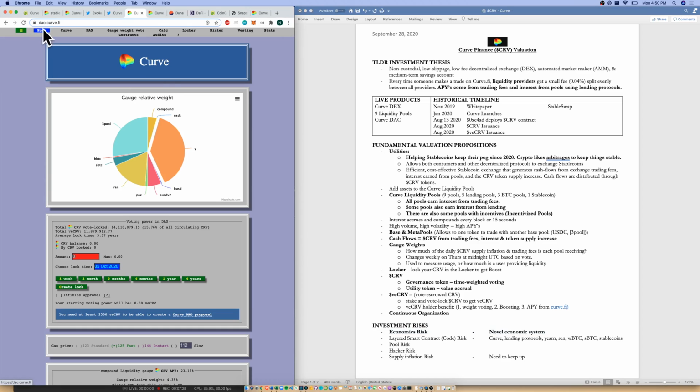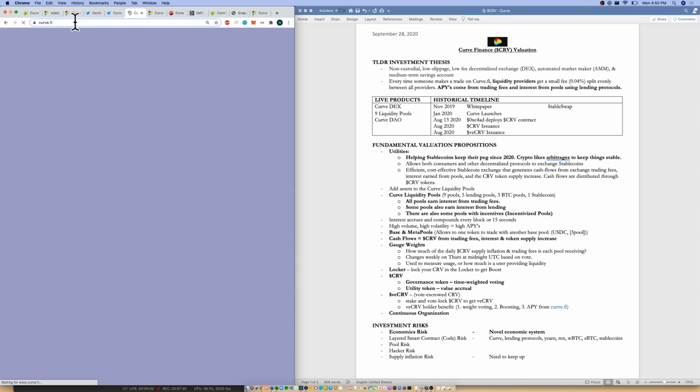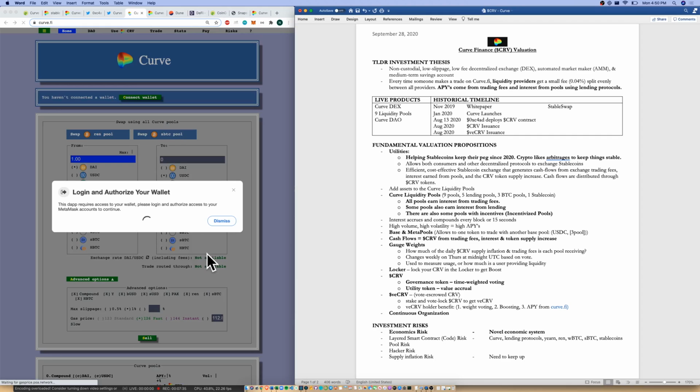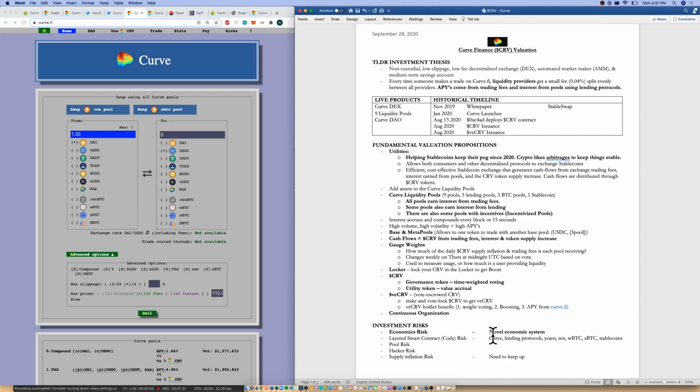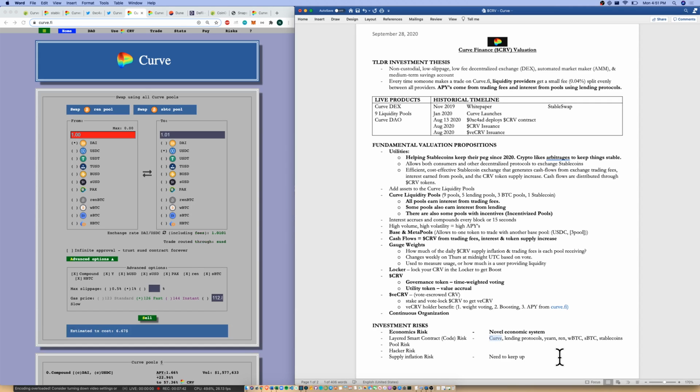As we go deeper into, let me go back to curve.fi. As we go deeper into, say, wrapping our tokens, they get layered onto different contracts. We're using the Curve pool platform, as well as other lending protocols, Yearn, Ren, Wrapped BTC, SBTC. So we have layered smart contract risk, pool risk, if any of these assets become illiquid, hacker risk. Obviously, we're in finance, so hacker risk is always a potentiality, but we are non-custodial, this organization. We have supply inflation risk, and let's jump right into that next.